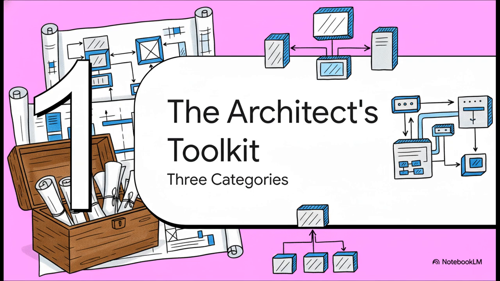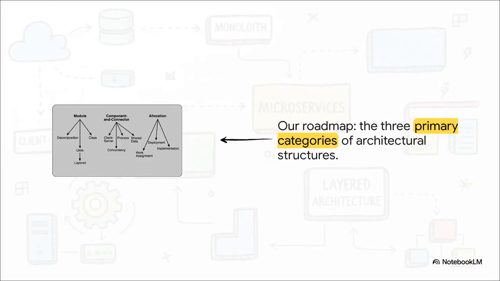You'll find that pretty much every single software blueprint out there falls into one of three fundamental categories. And each one, well, it tells a completely different story about the system. And this right here is our road map. You can see the three big families: module structures, component and connector structures, and allocation structures. We're going to tackle them one by one. So let's jump right into that first one, modules.